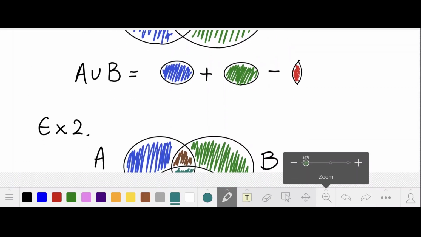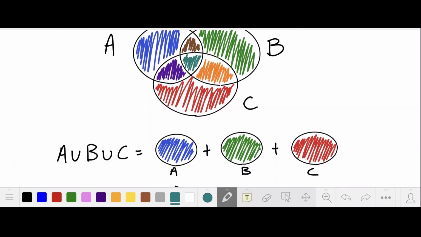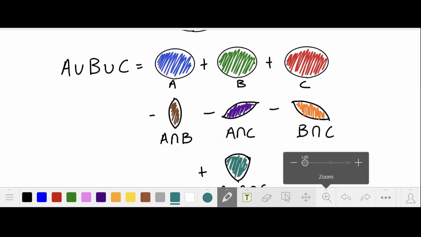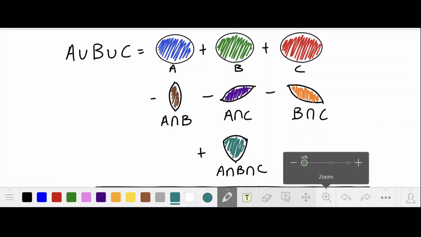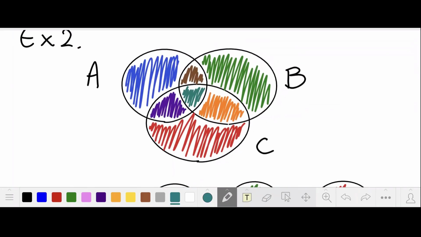Suppose now that we have three sets. As before, we begin by adding A plus B plus C, and then we subtract their intersections. Notice though that we have subtracted twice the central region, which is the intersection of all the sets. Thus, we have to add it back so that the final answer is A plus B plus C minus intersection AB minus intersection AC minus intersection BC plus intersection ABC.